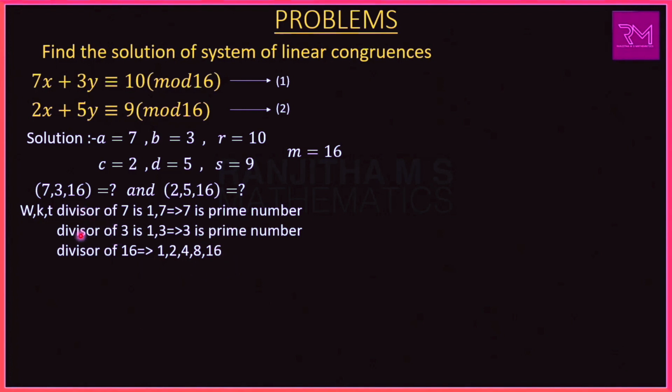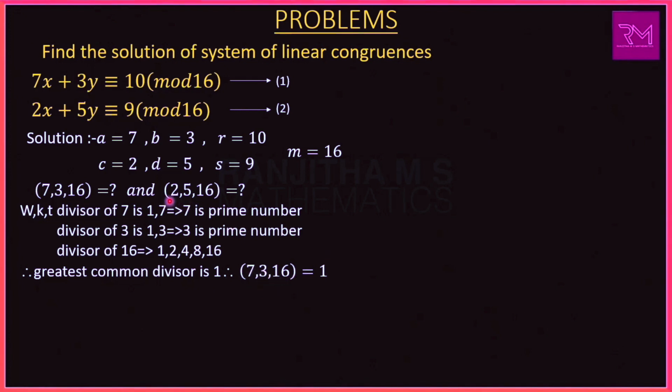Next, these three are the divisors of 7, 3 and 16. Among these three, we have to find the greatest common divisor, that is, the GCD of 7, 3 and 16. Here the common divisor in these three is only 1. Here this is 1 and 7, this is 1 and 3 and this is 1, 2, 4, 8 and 16. Among these three, the common divisor is 1. That 1 is the greatest common divisor because it has only one element, that is 1. Therefore, we can conclude that the GCD of 7, 3 and 16 is 1.